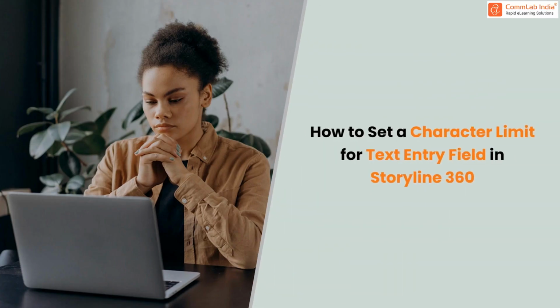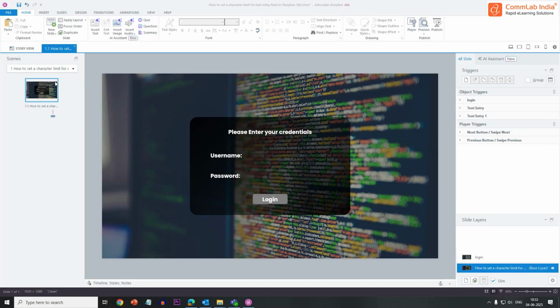Hello, in this video, you will learn how to set a character limit for a text entry field in Storyline 360. Open your Articulate Storyline 360 and navigate to the slide where you want to add a text entry field.